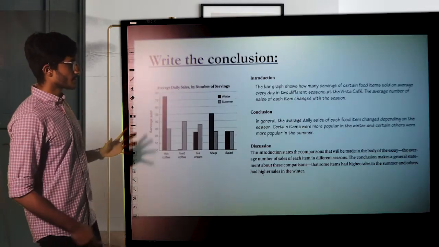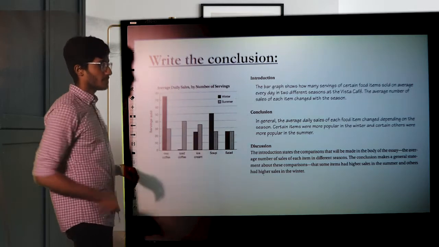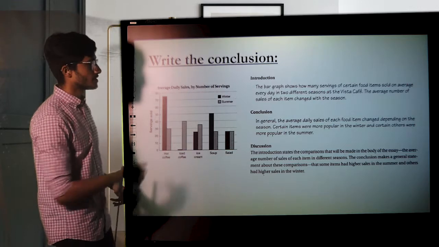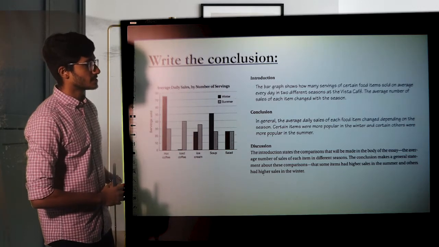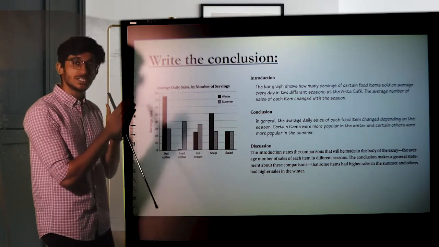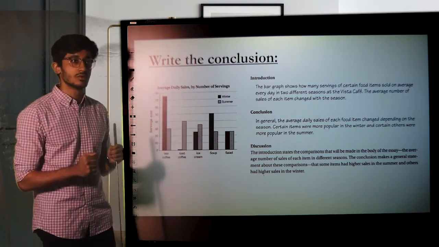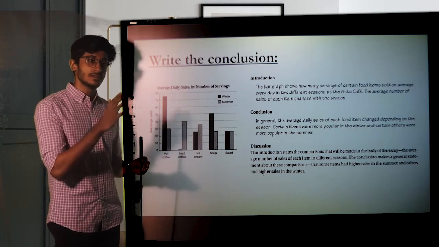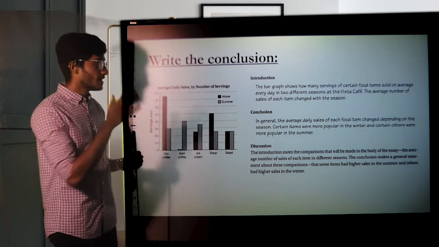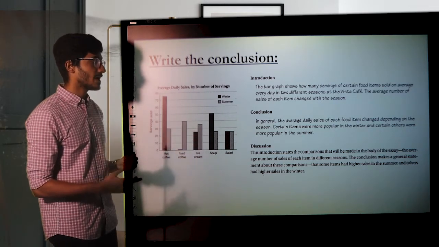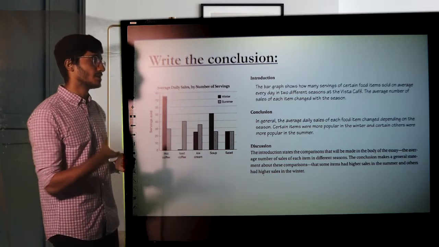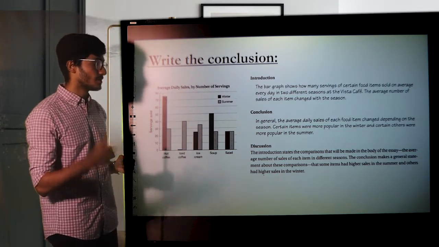For example here, as you can see, this is the introduction that we came up with for this example, and here we have the conclusion. Let's read out the conclusion. "In general, the average daily sales of each food item changed depending on the season." You're giving a general idea of what you have written until now. Depending on the season, the food item sales changed. That's what you have mentioned here. "Certain items were more popular in the winter and certain items were more popular in the summer."